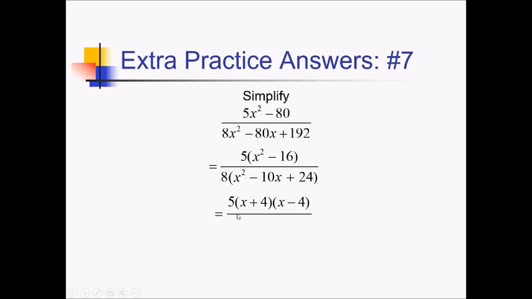Downstairs, let's not forget that 8. And then I need factors of 24 that add up to negative 10. We got 1 and 24, 2 and 12. None of this is working so far. 3 and 8's a little bit better. 4 and 6, though. 4 and 6, if they're both negative, that would add up to negative 10. So we have x minus 4 and x minus 6. And as luck would have it, these x minus 4's cancel out. So that leaves us with a 5 and an x plus 4 in the numerator, and 8 parentheses x minus 6 in the denominator.